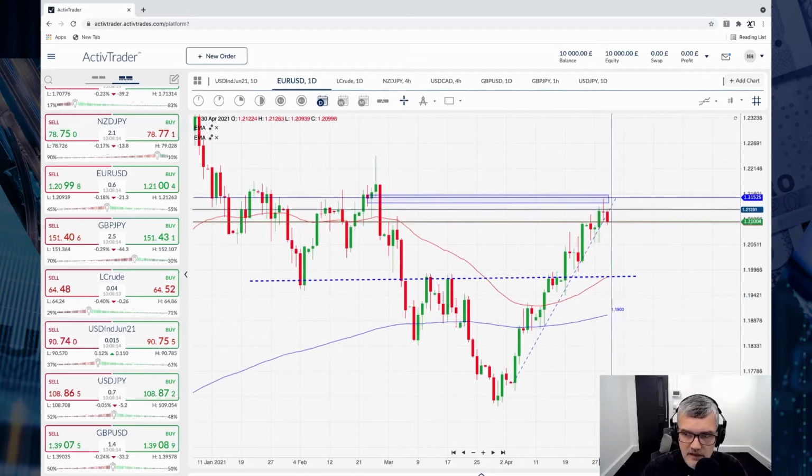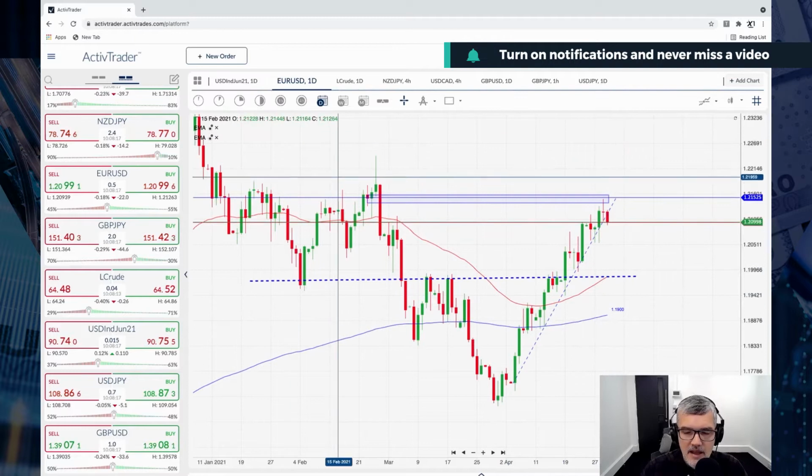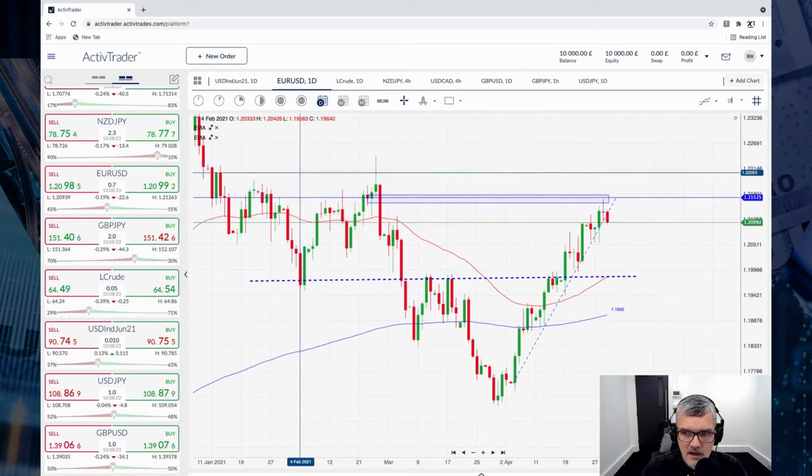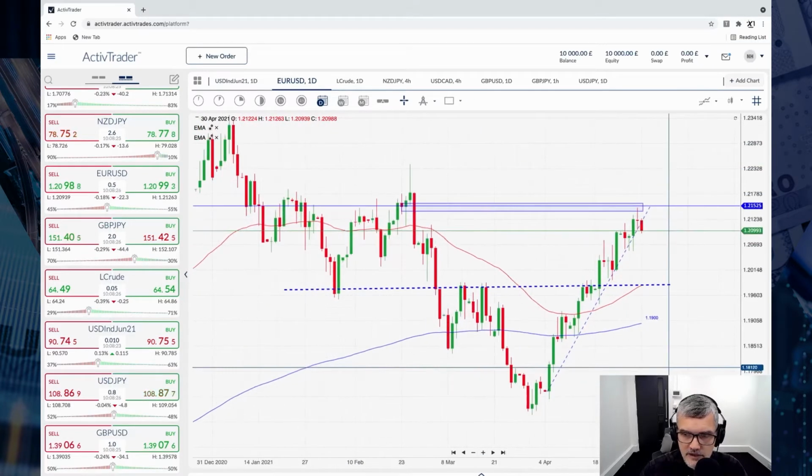And the 200 EMA is currently around the 1.19. So I do think the euro comes back down. Europe's not doing particularly well, though we have had some French GDP come in better than expected. Overall, coronavirus is causing disruptions.